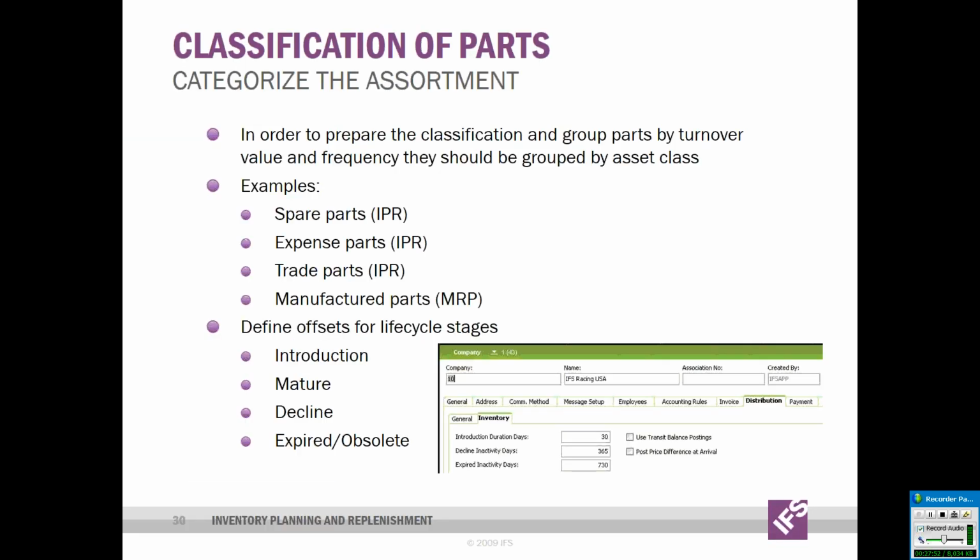So, let's talk about the classification of parts. The reason we do this is because we may want to identify spare, dispense, trade parts, and manufactured parts. We may want to identify different parameters for them differently. We may also have different life cycle stages. If we're introducing a product, if a product is declining, if it's a cash cow, they're going to have different demands, different usages, and different terms.